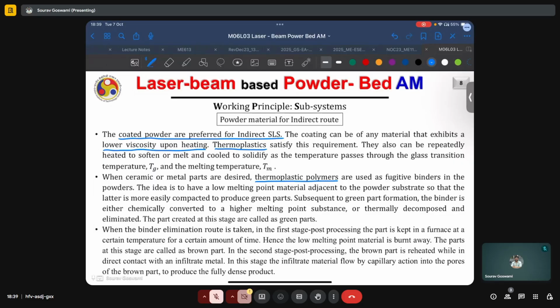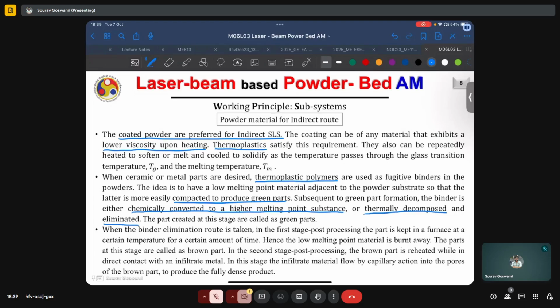The idea, of course, being to have a low melting point material adjacent to the powder substrate so that the latter is more easily compacted to produce green parts. Subsequent to green part formation, the binder is either chemically converted to a higher melting point substance, or more typically, it will be thermally decomposed and eliminated.